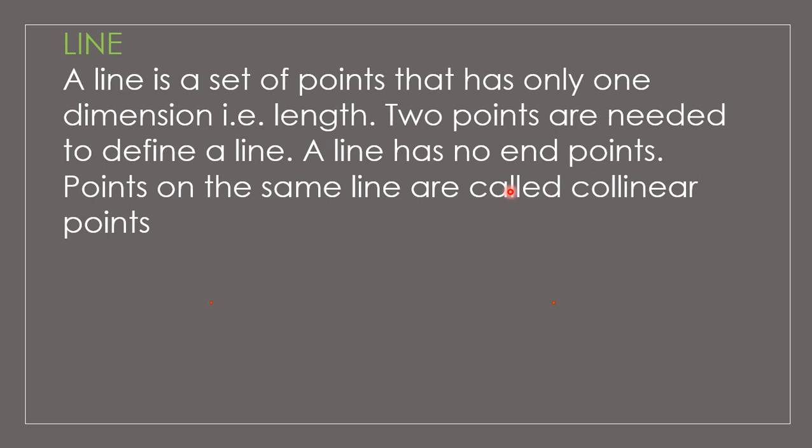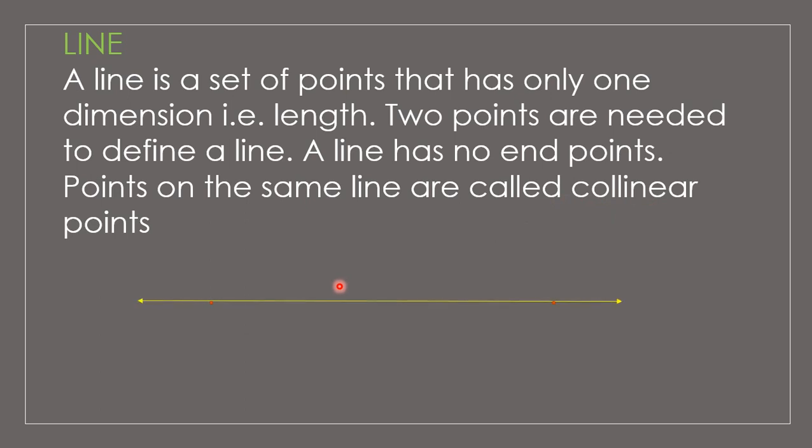A line is a set of points that has only one dimension, that is its length. 2 points are needed to define a line. A line has no end points, and points on the same line are called collinear points.